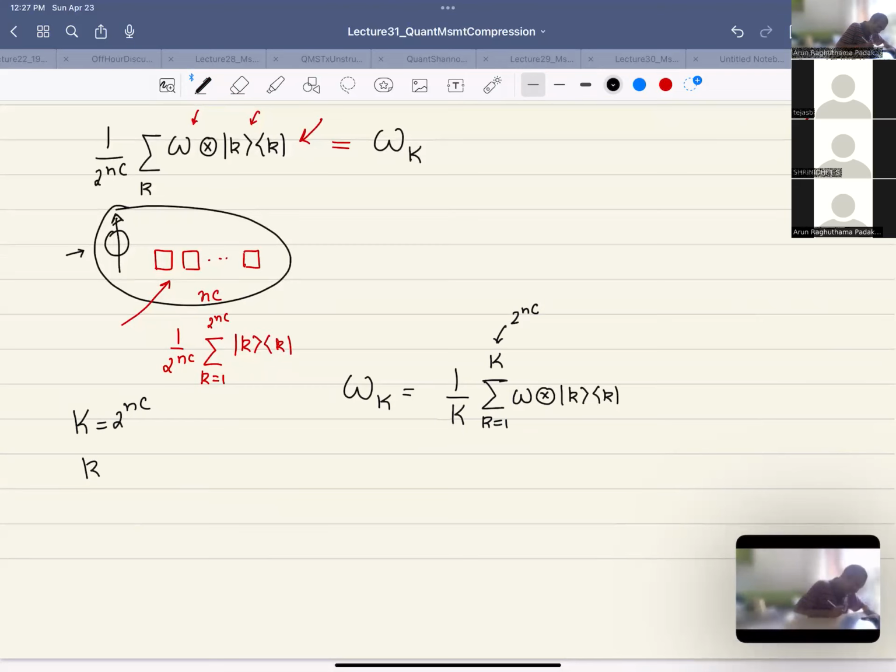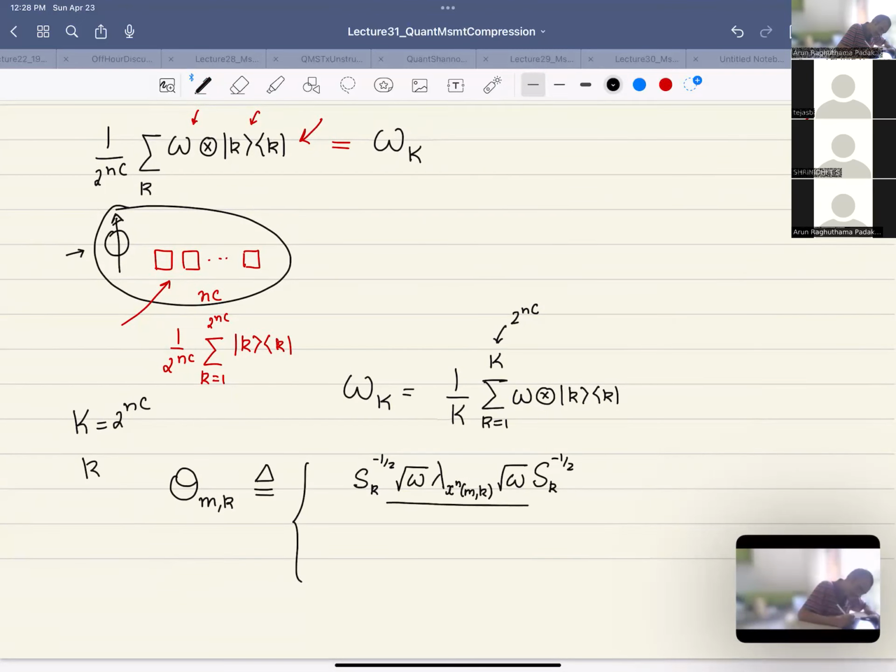Now I told you what is theta mk, right? Let me define this. So remember this: S_k power minus half. It's a beast, but don't worry about it. Just kind of stare at it. I told you why it is this way, and I explained the intuition behind this definition. It comes exactly from the classical likelihood nature, and that's why I call it likelihood POVM.